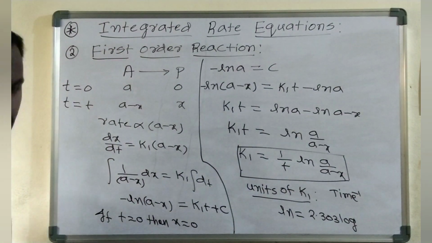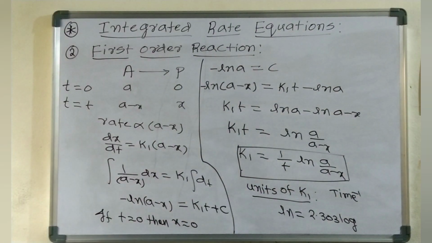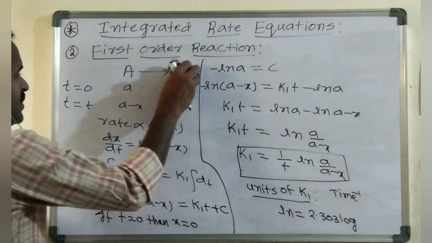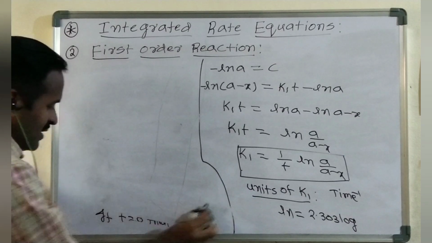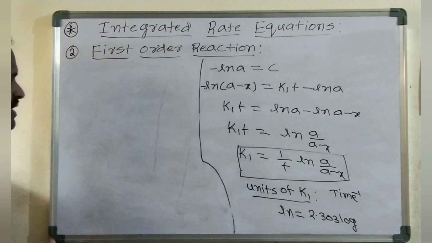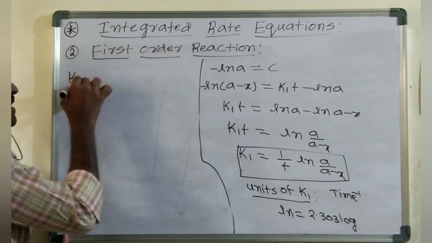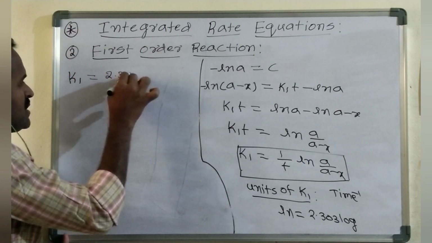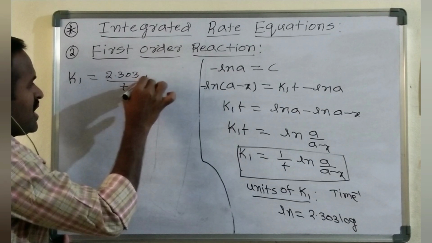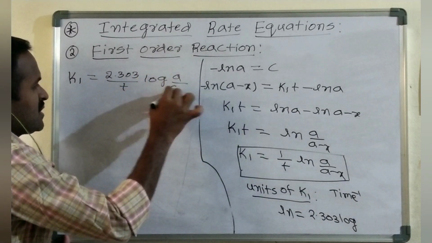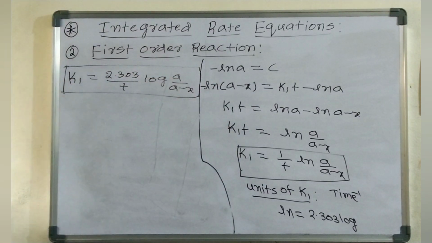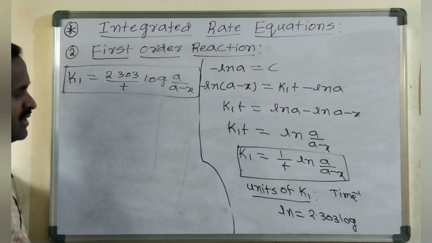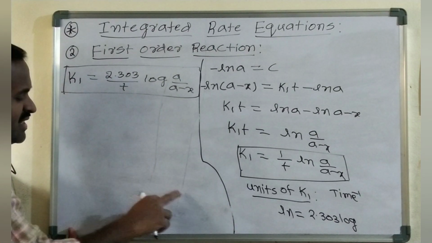So substitute that in the above equation, and ln is equal to 2.303 log. When we substitute that in the above equation, we get the rate constant K1 equal to 2.303/t log a/(a minus x). So this is the simple first order rate constant, K1 = (2.303/t) log a/(a - x), right? From this I can make the graphs.